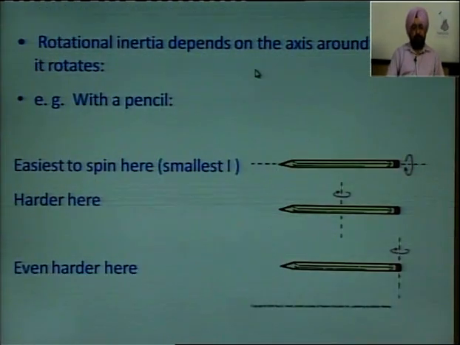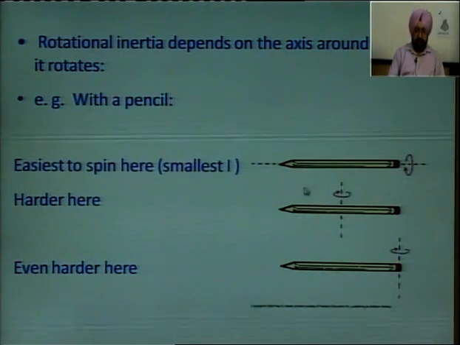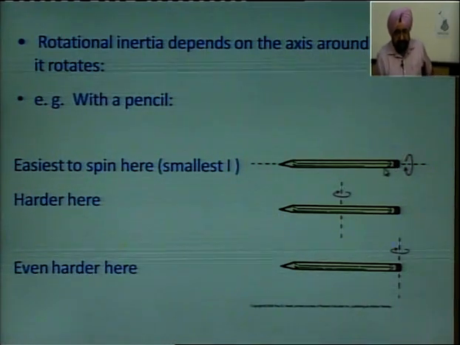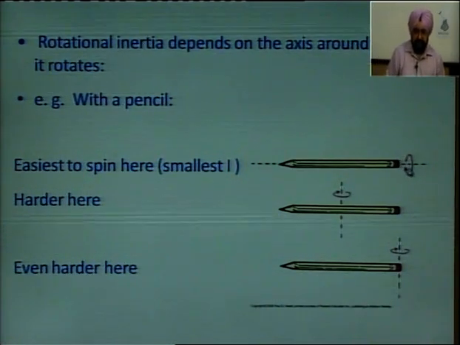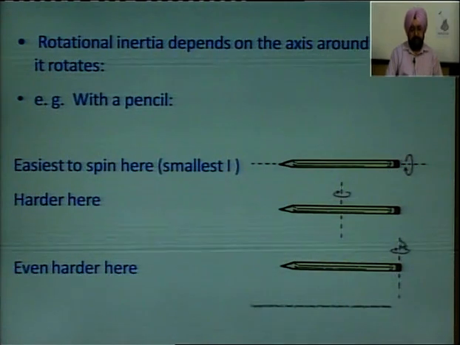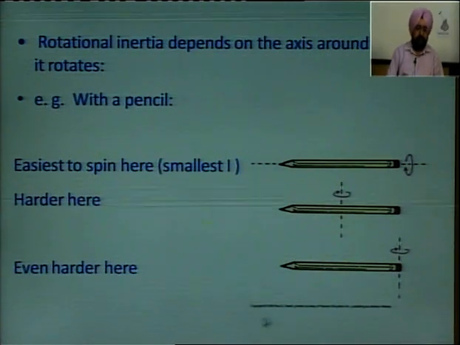Rotational inertia depends upon the axis around which it rotates. Let us take the example here of a pencil. It is easy to spin the pencil like this. If you want to spin it at its center, it becomes slightly harder, and if you want to spin it at one end, it becomes even harder.